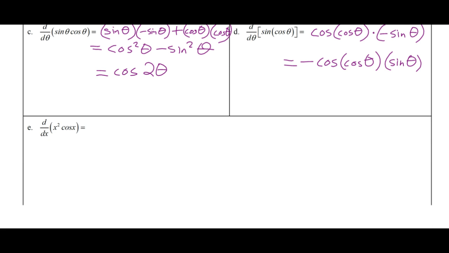And if it's written, yeah, we'll take either. Okay. But I would like to see the negative moved out front, right? And then either order of that, cos of cos theta times sine theta, or sine theta times cos of cos theta.